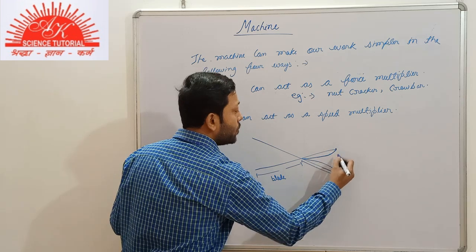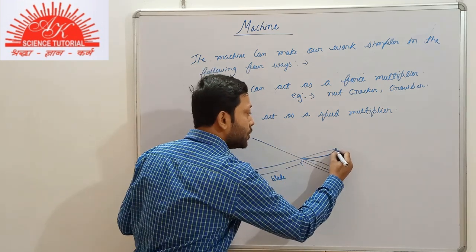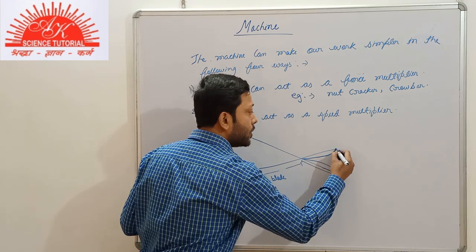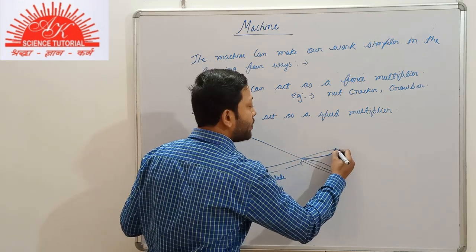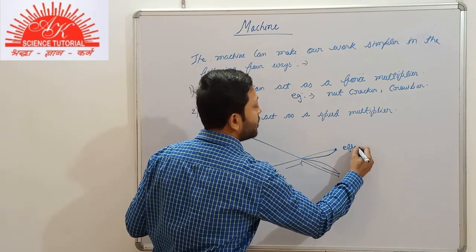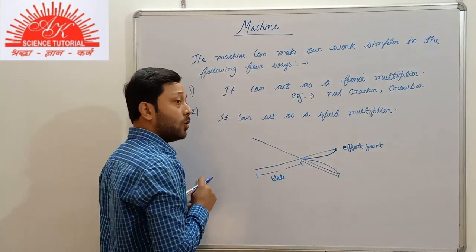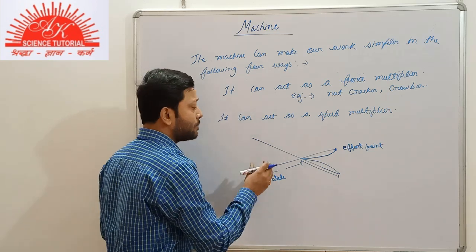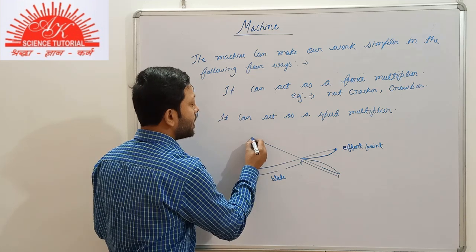What do we do to operate the scissors? You apply the force, you apply the effort. Suppose we apply the effort from this point. So it is the effort point, the point of application of effort. And the load, the cloth or the paper that has to be cut, we place between these blades. Suppose this is our load point.